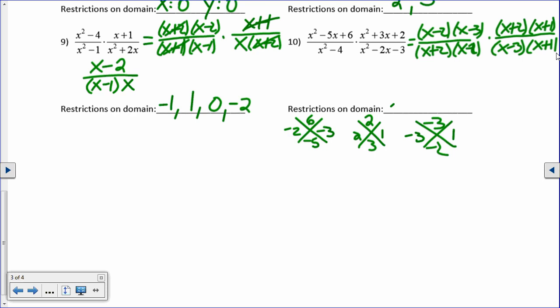Do I have any x minus 2s? Yeah. One top, one bottom. All right. What else? X plus 2, okay, and x minus 3. All right. So what do you think the answer is? 0, 1. Oh, I heard 0 and 1.